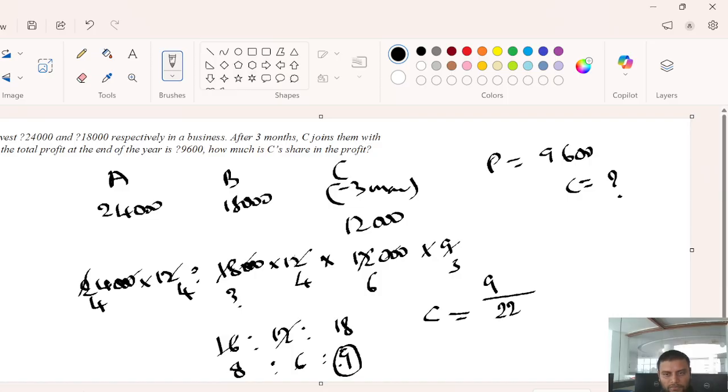23 into 9,600 they have given. This is not 22, this is 23. So this will be the amount of C here, and if you want B's amount, guys, B will be 6 divided by 23 into 9,600.